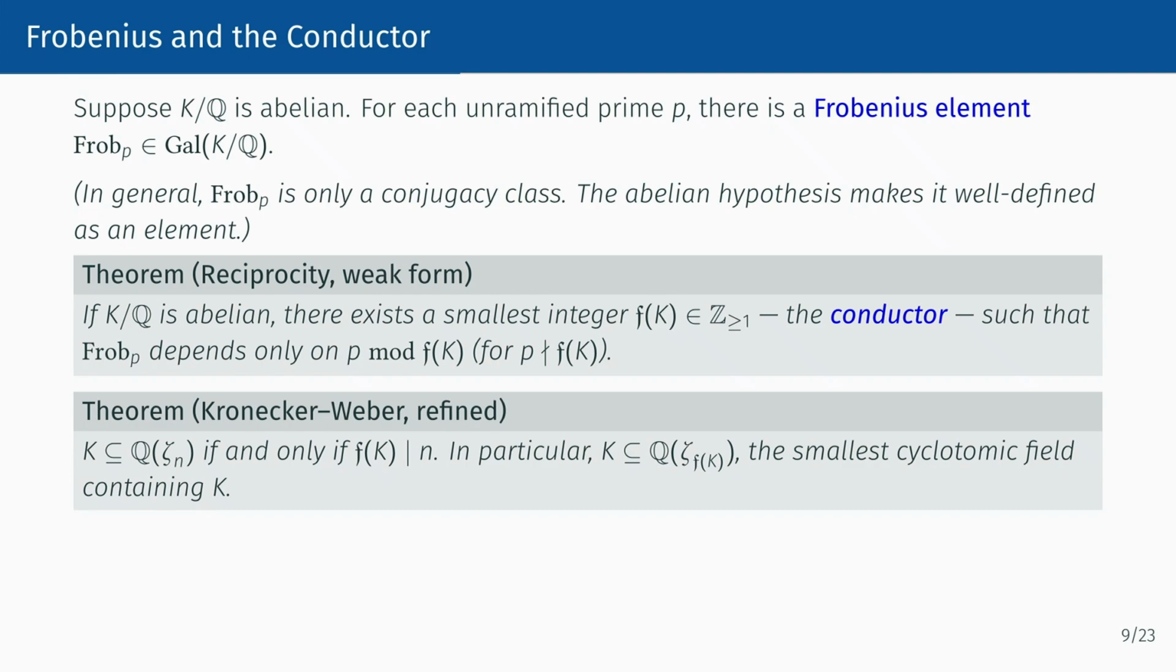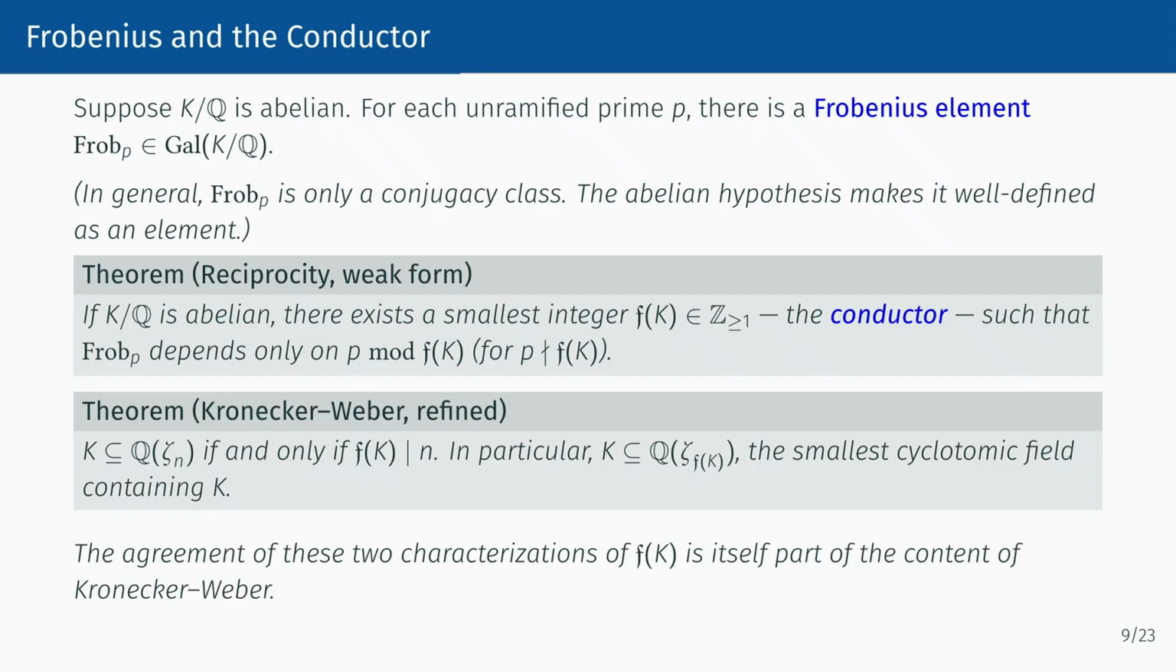So if we revisit Kronecker-Weber, what it tells us is that our field is contained in a cyclotomic field if and only if its conductor divides n, where n is the order of the root of unity. So the fact that these 2 definitions of conductor agree is a major part of the content of Kronecker-Weber.